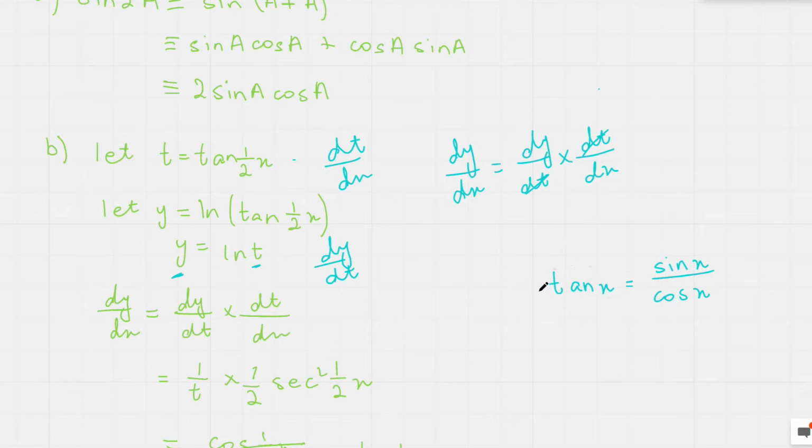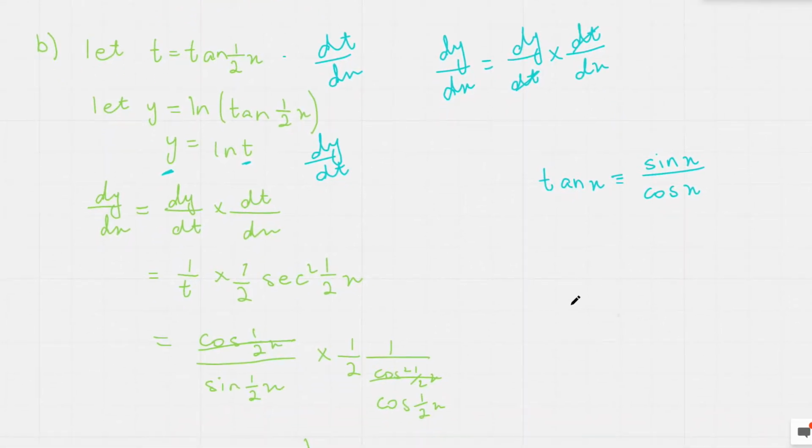Now we know the identity that tan x is identical to sine x over cos x, which means that 1 over tan x is identical to cos x over sine x, and that's what I wrote here. 1 over t as cos half of x over sine half of x. And sec squared x is basically the same as 1 over cos squared x. So I've written half times 1 over cos squared half of x. Now we have these two terms multiplying together, so we can cancel the cos half of x. So this one and this one cancel, and we're left with just 1 cos half of x.